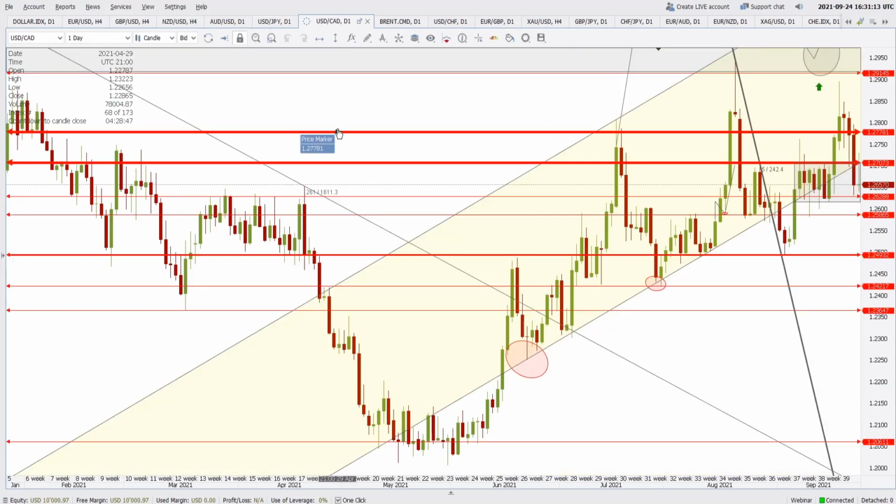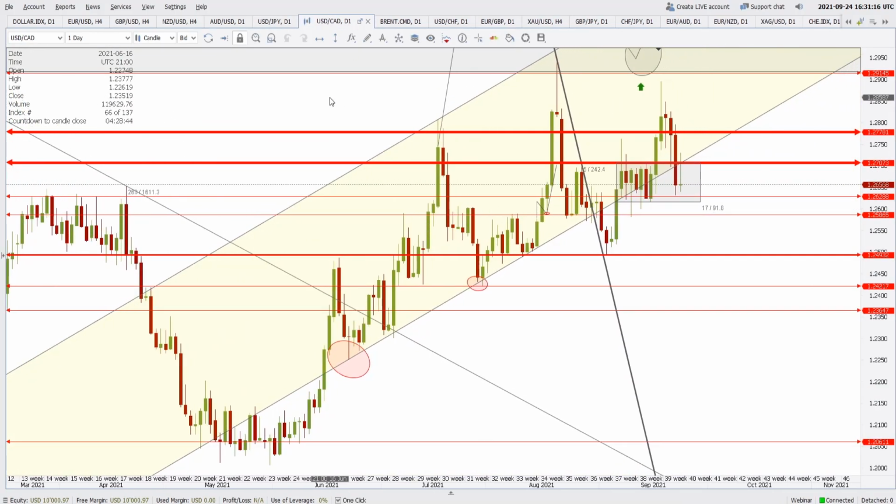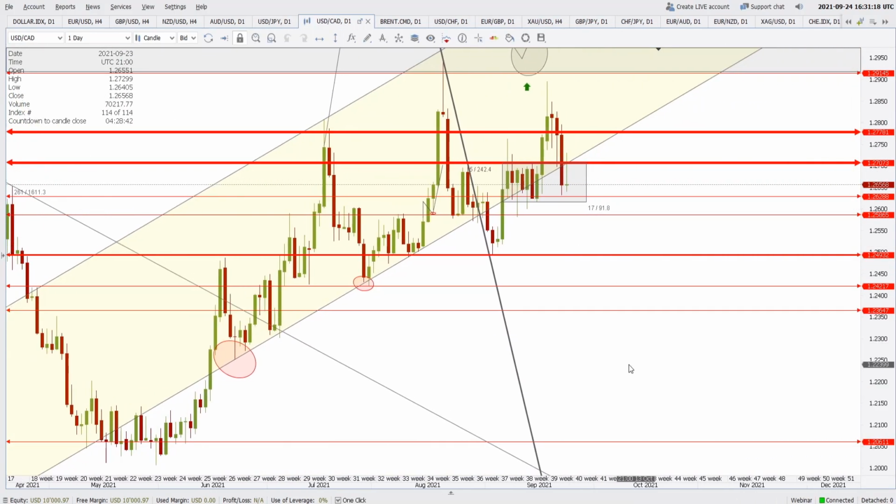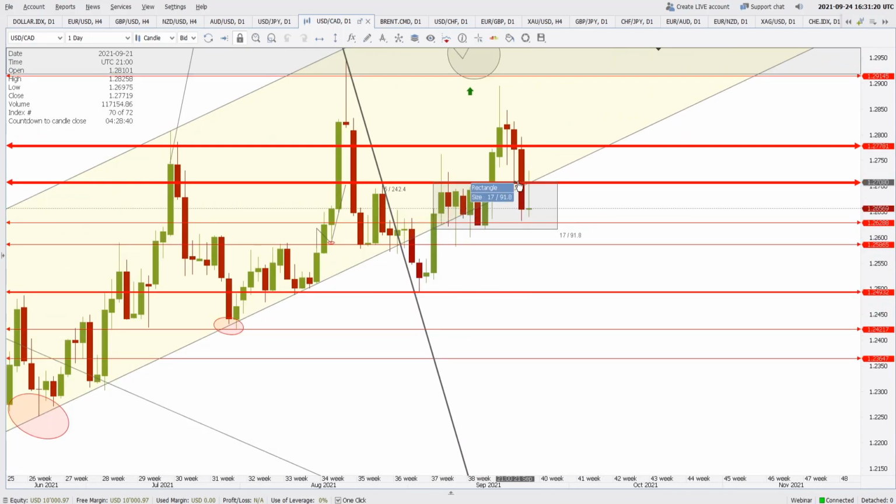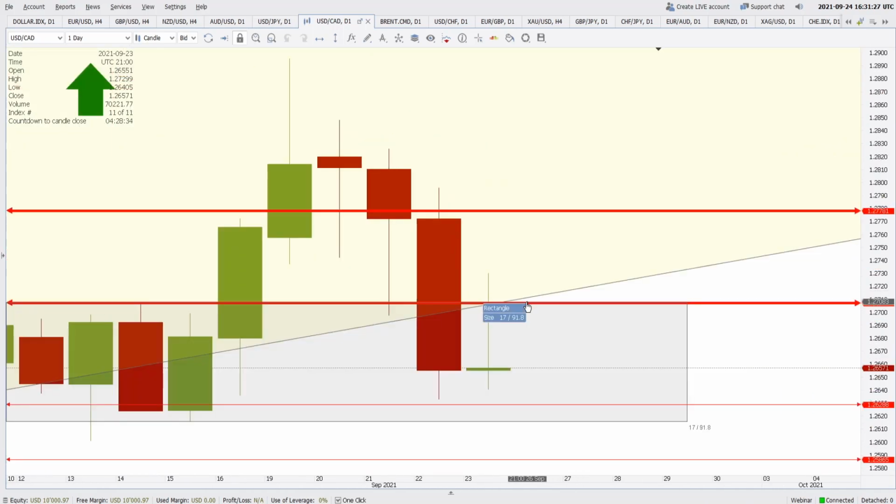Talking about the USD CAD, after a closing below this rising channel's support line, today the price started going up, but it found resistance at the confluence of the two resistances.